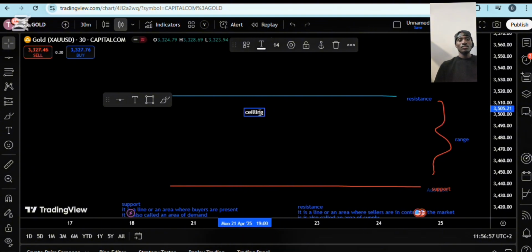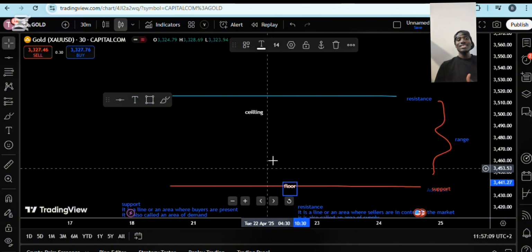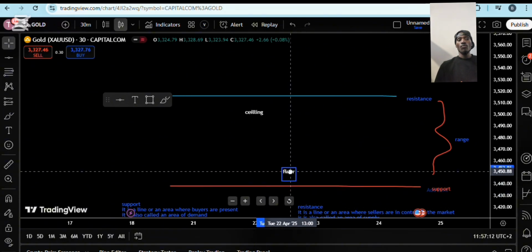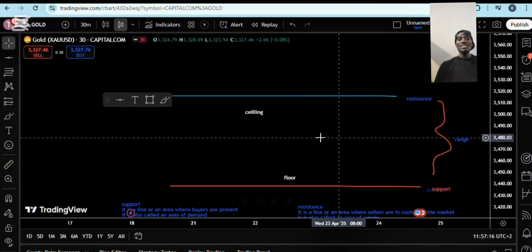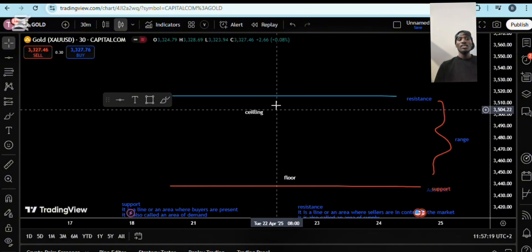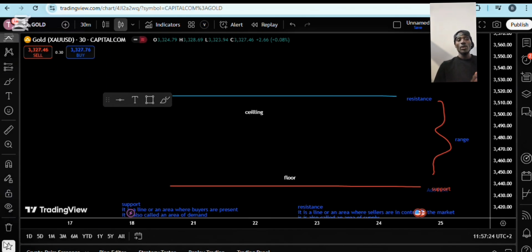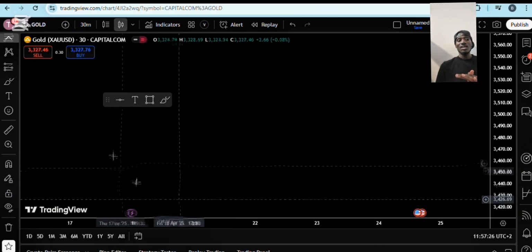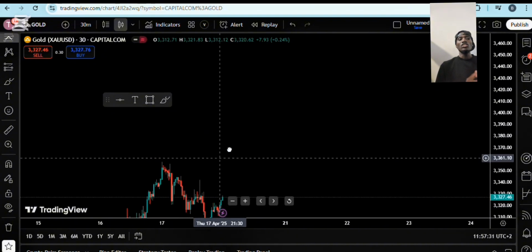Let's write ceiling. So in a room, the ceiling is called the resistance, then the support is called the floor, right? So the resistance is the ceiling and the support is the floor. The resistance is up and the support is down. It's the floor, or the slab or the concrete, whatever you want to call it. Let me just remove all the drawings and now go to the charts.